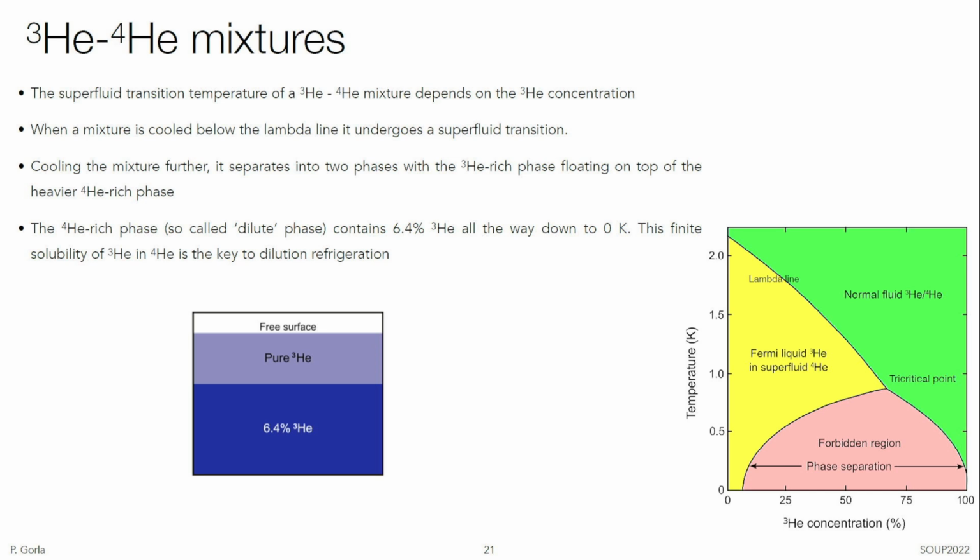In the higher temperature part you have the normal behavior of helium-3 and helium-4 mixed as gas or liquids. But when you get below a temperature of the order of 600 millikelvin or so, a fraction of a Kelvin, you start to have a pure helium. So basically the two phases separate. The helium-3 and the helium-4 separate. The helium-4 that is heavier goes below and the helium-3 goes above.